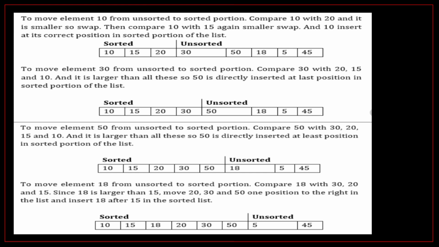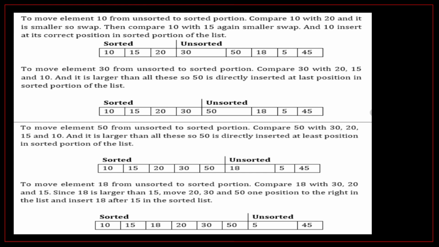To move element 30 from unsorted to sorted portion, compare 30 with 20, 15 and 10 and it is larger than all these, so 30 is directly inserted at the last position in the sorted portion of the list. So the sorted list is 10, 15, 20, 30 and the unsorted list is 50, 18, 5 and 45.